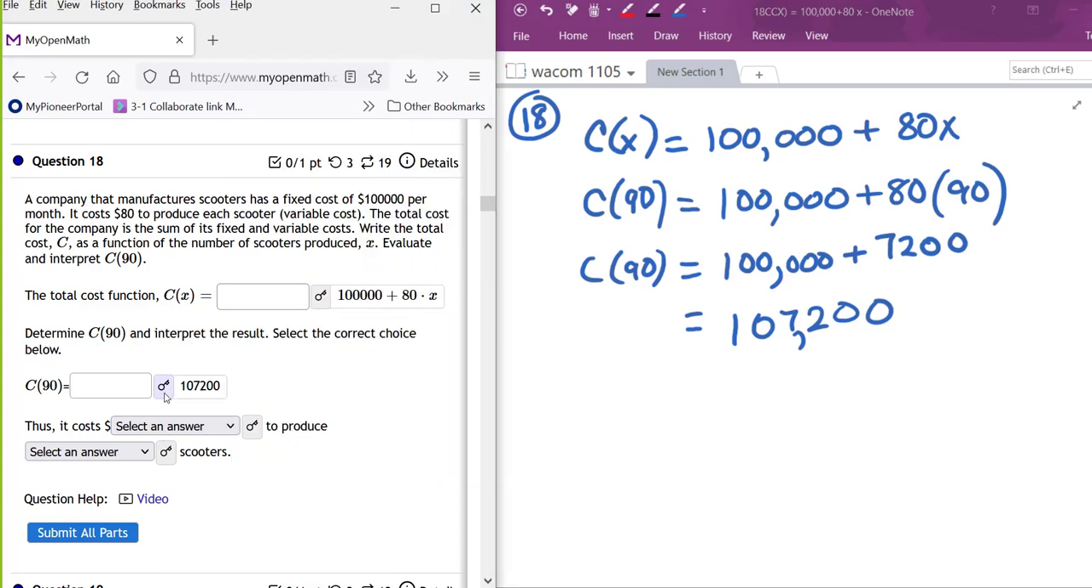Let's make sure Mrs. H got it right. Okay, and then it says, thus it costs this to produce 90 scooters. Any question there?